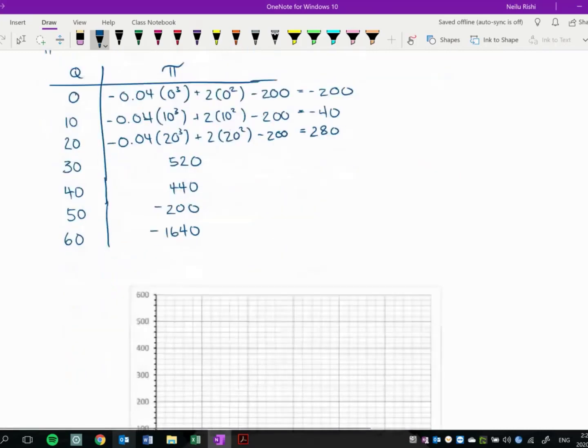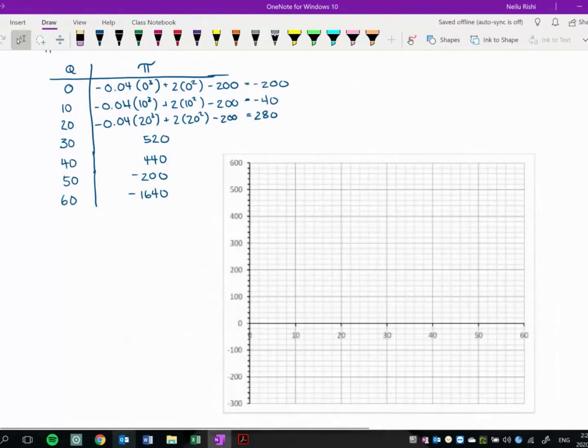Okay, now let's graph that. At 0, I would have negative 200, so that's right here. At 10, I would have negative 40, and I nicely gave you grids with increments of 20, so that's 20, 40 right here. At 20, it's 280, right here. At 30, it's 520 right here. At 40, I get 440, so it starts to come down. At 50, I'm in negative profit. And at 60, I'm off the chart at negative 1640.